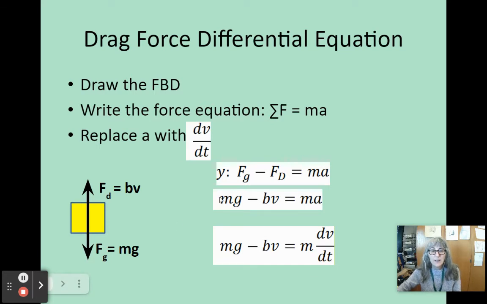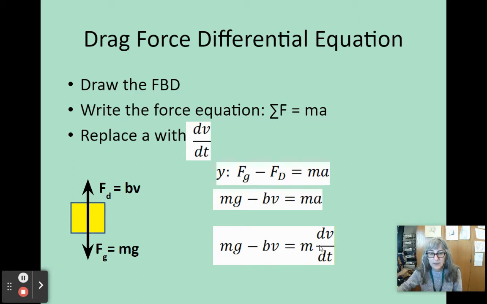To do a differential equation, you need to replace the acceleration with a derivative. But because in this equation we have a velocity, we want to make sure that we're replacing it with dv/dt. We don't want to use a second derivative in this one like we did with springs or pendula, because it's a velocity that we're making our equation for. And that's it. That's our differential equation.